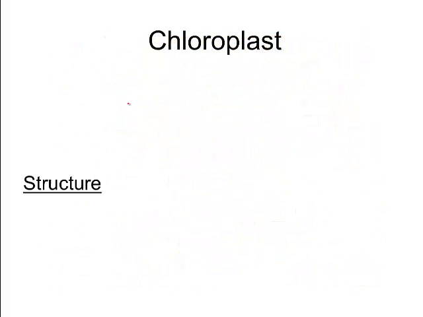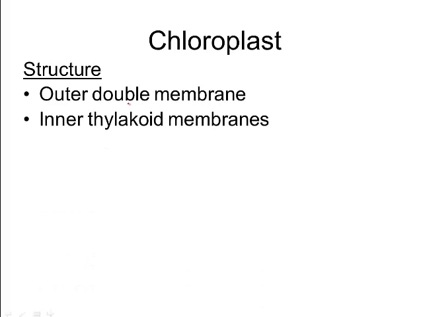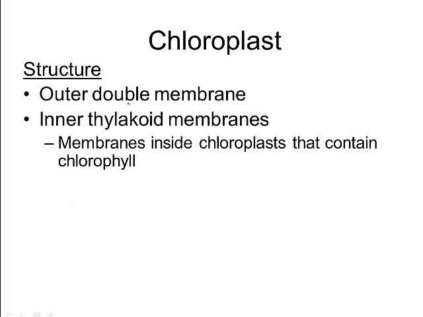So let's take a closer look at the parts of a chloroplast. There is an outer double membrane that surrounds the chloroplast, so it's kind of like a double-bagged organelle. And then inside of there you also have another membrane called a thylakoid membrane that fills up the inside of the chloroplast. These are membranes inside, and these are the ones that contain the pigment chlorophyll. So these are the ones that are going to be green in color because they have the chlorophyll. So again, you have a double membrane around it, and then inside you have more membranes called thylakoid membranes, and they are the ones that are filled with chlorophyll.